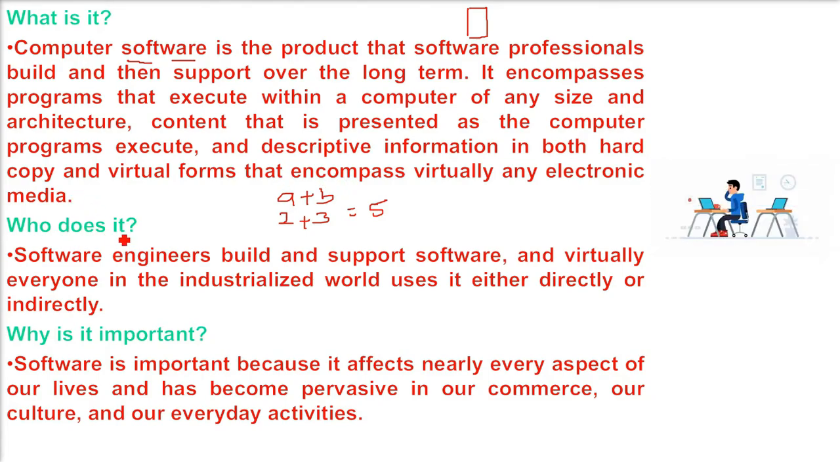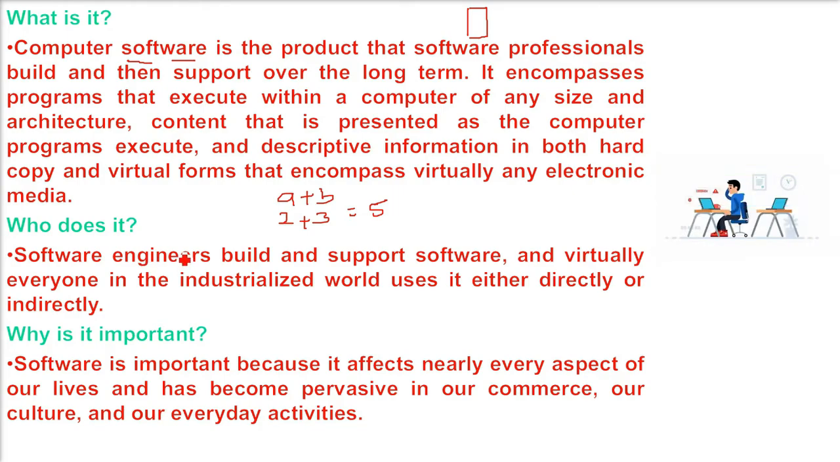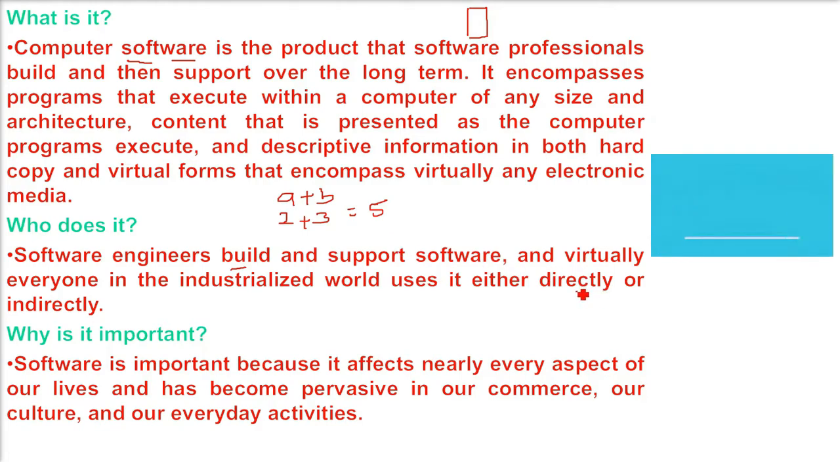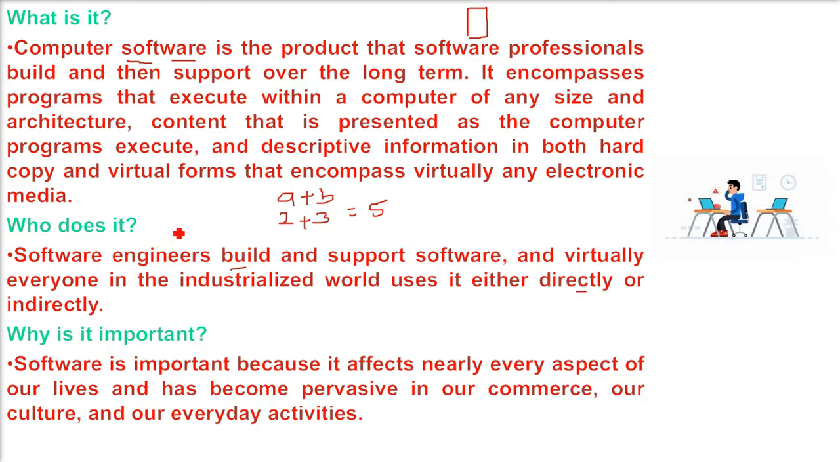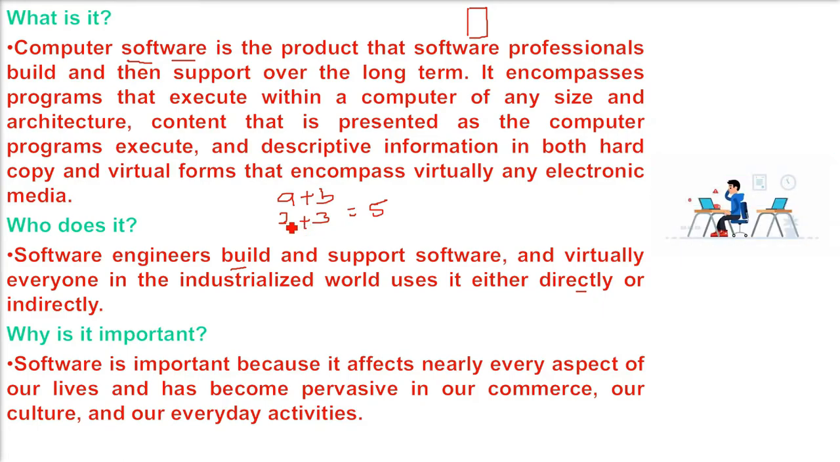The second question we should ask is, who does it? There are a number of categories. There are software analysts, software engineers, software designers, software architecture planners and testers. So there are so many. Software engineers build and support the software. There are many people who do it directly, indirectly, and all these people need to know these practices: how to make software, how to build software, how to maintain software.